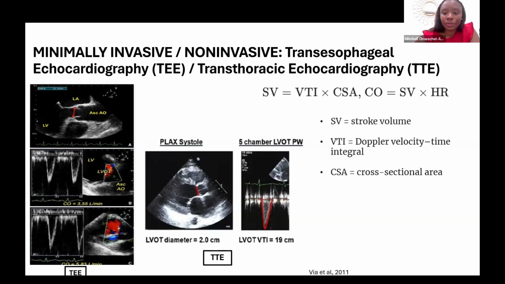And then you want to get your VTI. So using pulse wave Doppler, you get this waveform, which some echoes calculate automatically for you. And for others, you actually have to do a manual measurement. So that gives you your velocity time integral. Your VTI times your cross-sectional area gives you your stroke volume. And your stroke volume times your heart rate gives you your cardiac output.